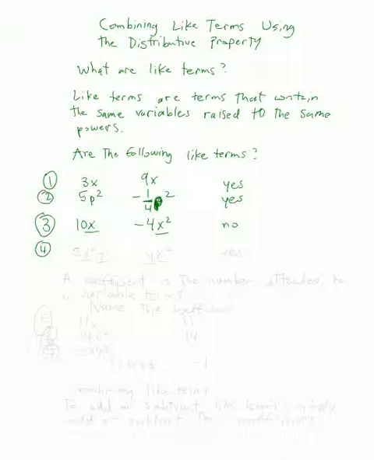Let's do one more of these. How about 2x squared y and yx squared? Now, even though we have an x squared y and this one is a yx squared, they are like terms because notice that the x is squared in both cases and the y is raised to the first power in both cases. So the answer is yes, they are like terms since the order of multiplication does not matter.